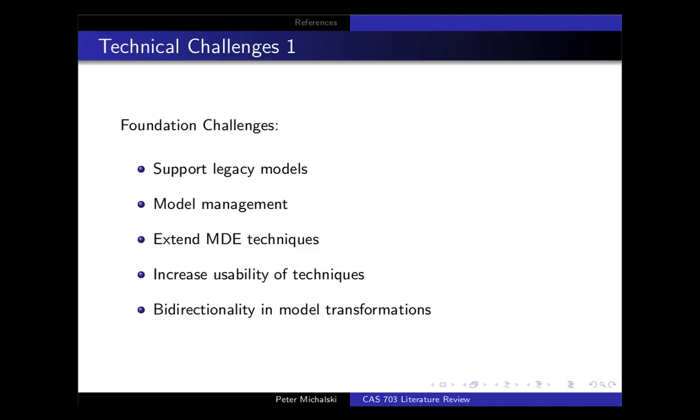The support for long-lived legacy models is noted as a challenge. Allowing legacy models to coexist with modern technologies will help companies exploit proven valuable practices. There is a need to improve MDE solutions to support multidisciplinary and heterogeneous environments. Thus, proper model management is an increasingly pressing challenge.